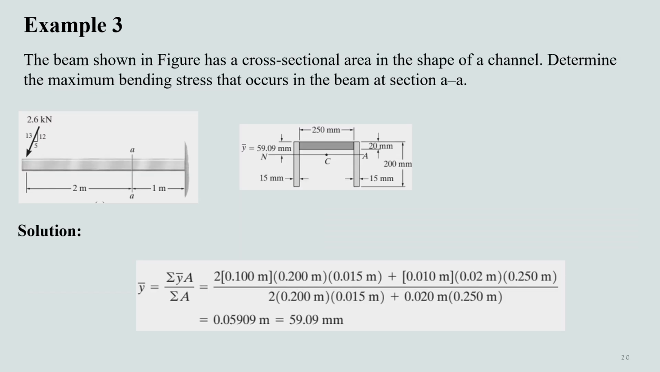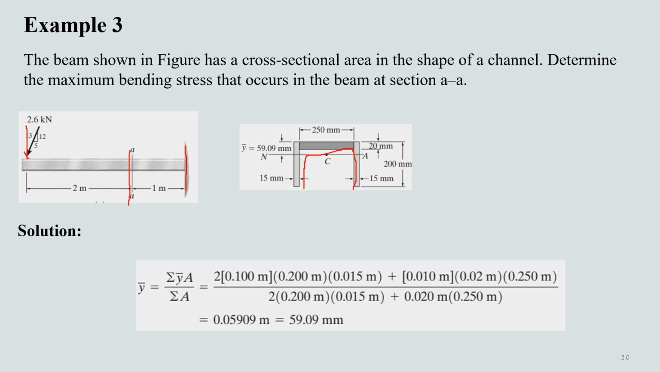So we have this beam that is a fixed beam. It has the cross section of a channel. We have to determine the maximum bending stress that occurs in the beam at section AA. In order to determine the bending stress at section AA, we first need to determine the moment that occurs at this cross section.